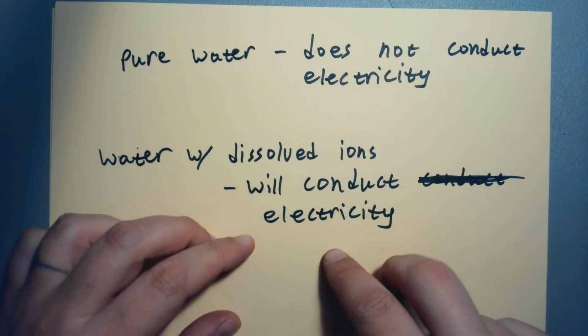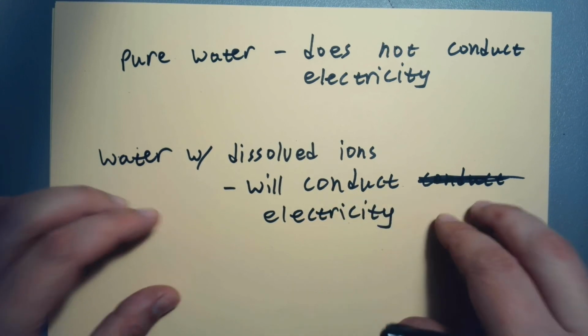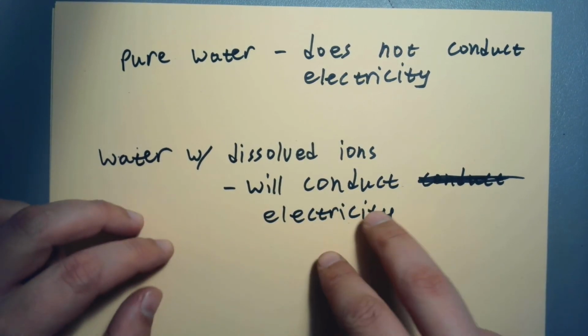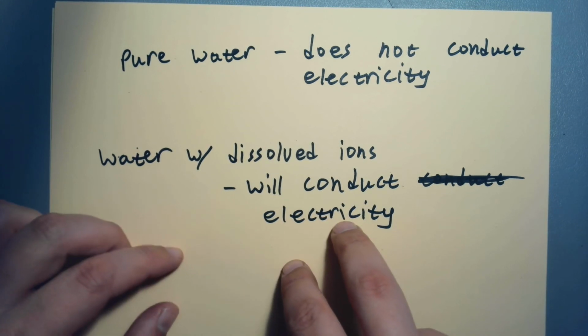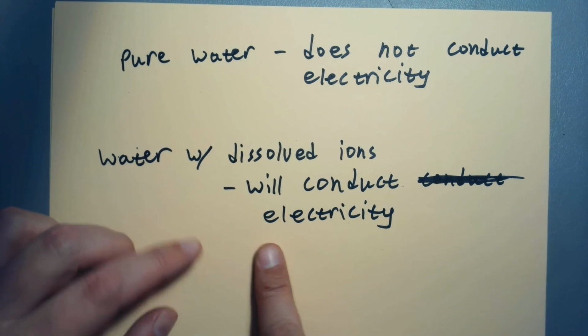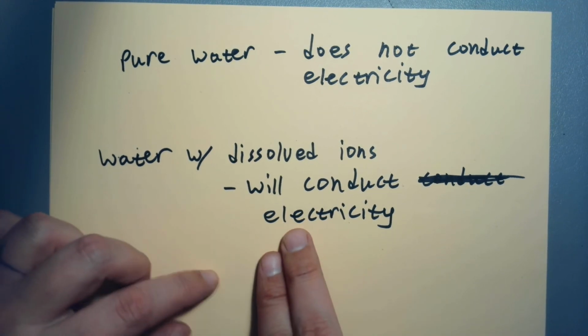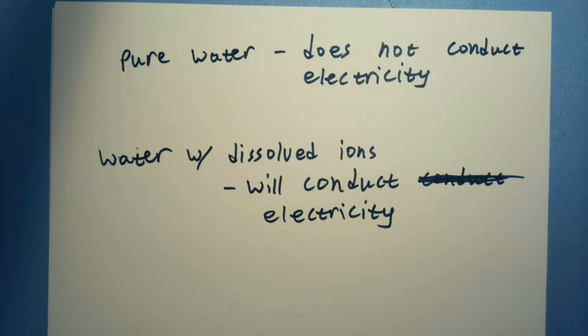So polar solvents can dissolve ionic compounds because, while the interactions aren't identical, they are similar enough. So you have a partial positive with a full negative, or you have a partial negative with a full positive, and they can dissolve those compounds. So that's how a salt dissolves in water. And so yeah, that'll do it for this section.